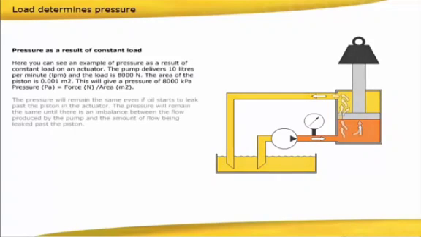The pressure will remain the same even if oil starts to leak past the piston in the actuator. The pressure will remain the same until there is an imbalance between the flow produced by the pump and the amount of flow being leaked past the piston.